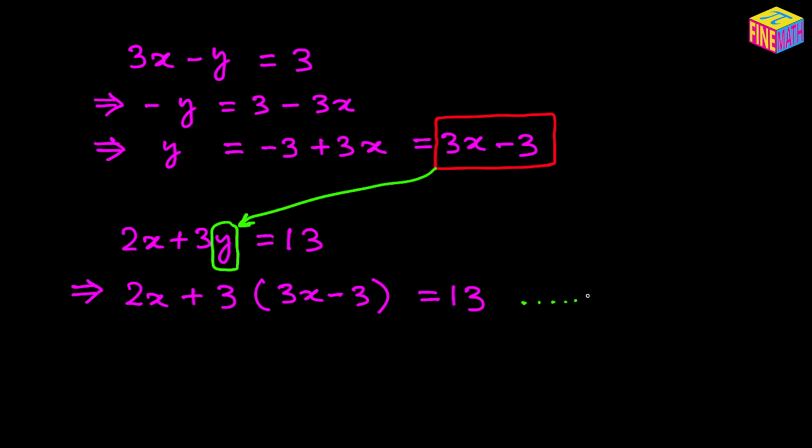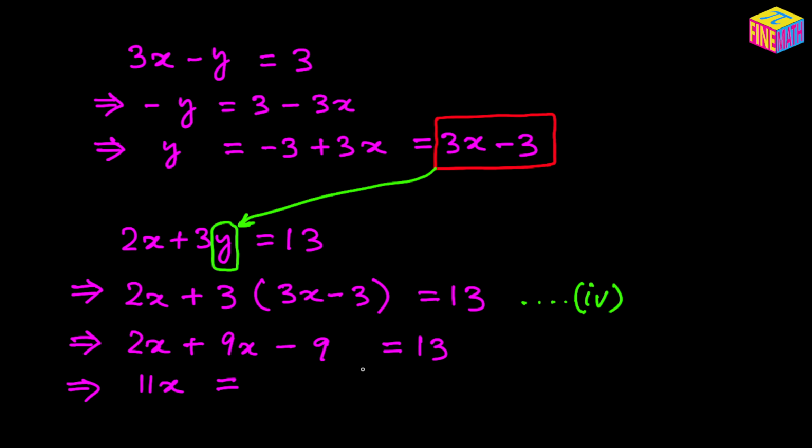And if you look at this new equation, we only have one variable. We don't have the y anymore, we only have x. So we can easily solve for x from this equation, right? So let's quickly solve it. So we have 2x plus, let's remove the parenthesis, so that this becomes 9x minus 9 is equal to 13. And from here we can say 11x is equal to 13 plus 9, which is equal to 22. And from here we can say x is equal to 22 divided by 11, which is equal to 2. So we have found the value of x as well.